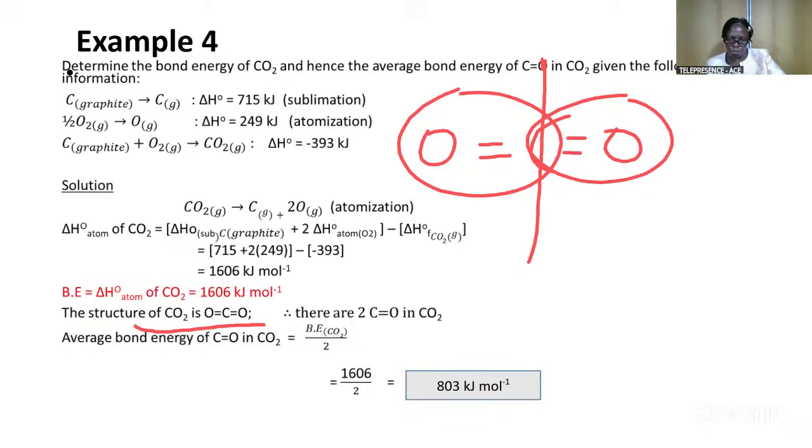Remember yesterday I told you, you have to be sure of the type of bond and then know the number of such bonds. So each type, we have its number. So you have 2 here, and that is when you can divide by 2. So what you get is the average bond energy of C double bond O in CO2. And the value is given here as 803 kilojoule per mole.